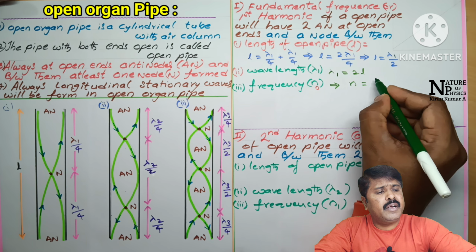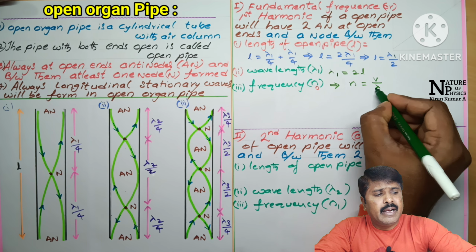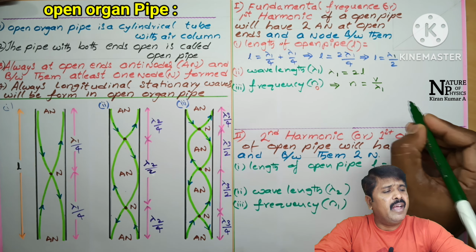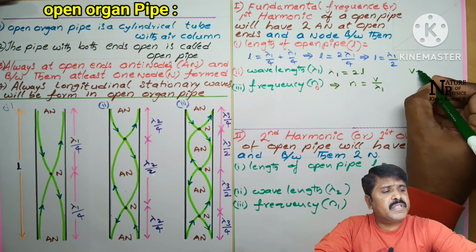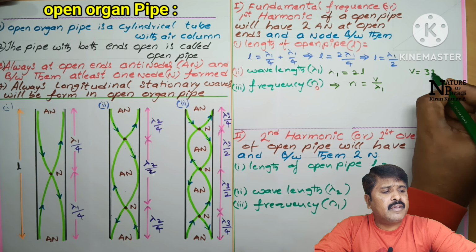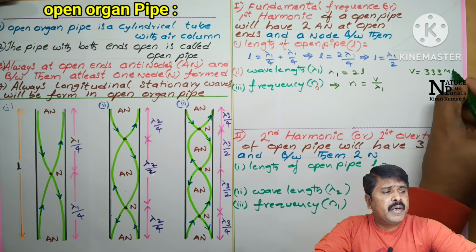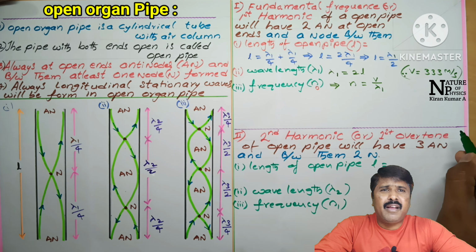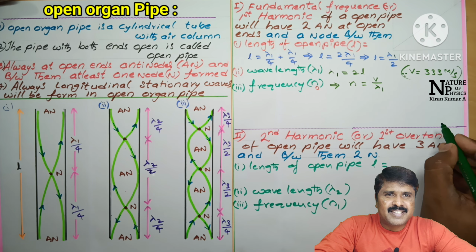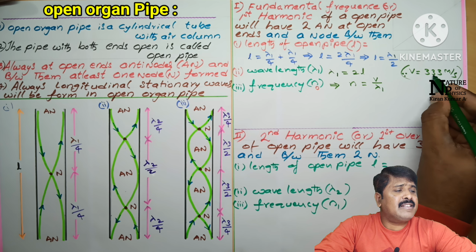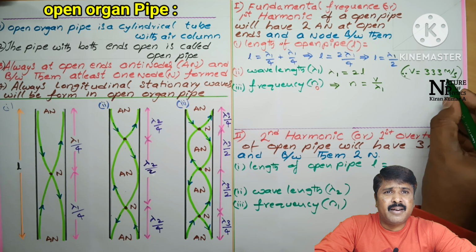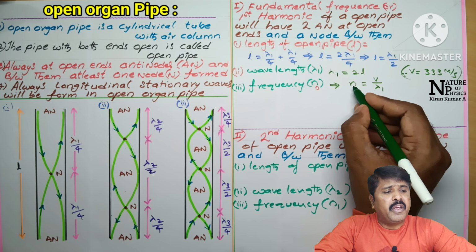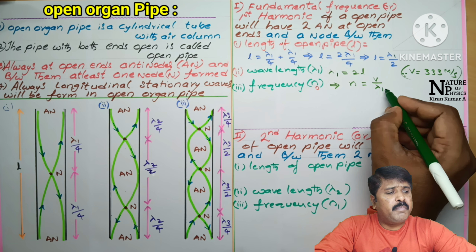n is equal to v divided by lambda, student. Here lambda is written as lambda 1, and v is the velocity of sound, whose value is approximately 333 meter per second. So v represents the velocity of sound, which remains approximately constant, that is 330 or 333 meter per second. So the basic formula: frequency is equal to velocity divided by wavelength.